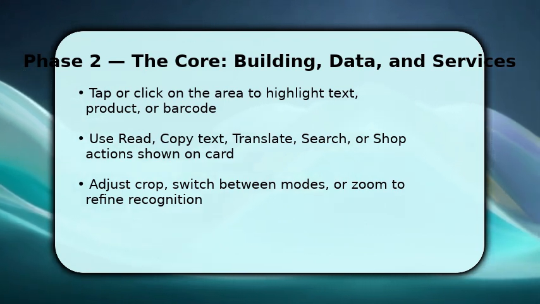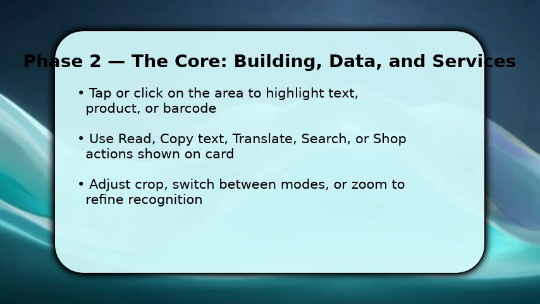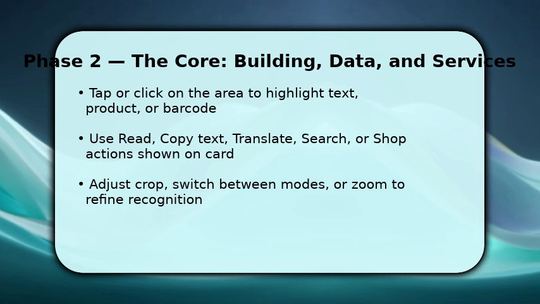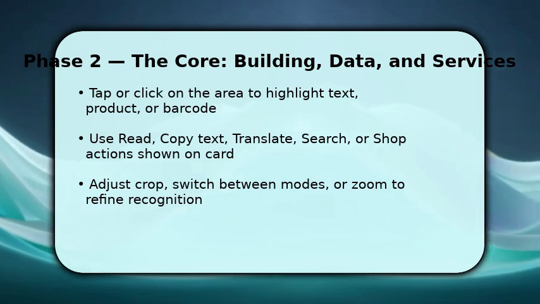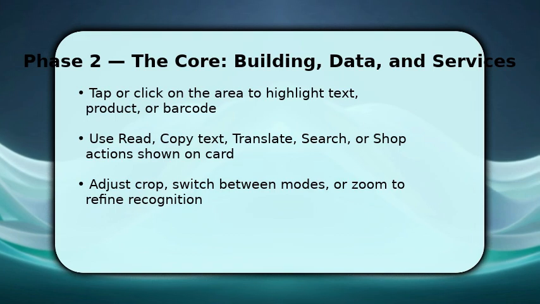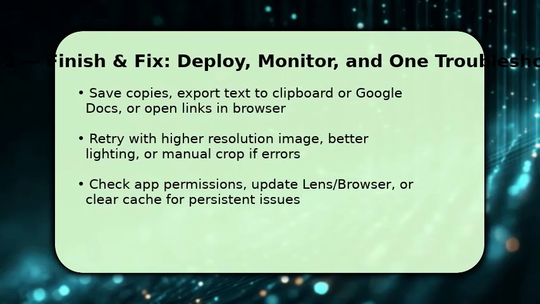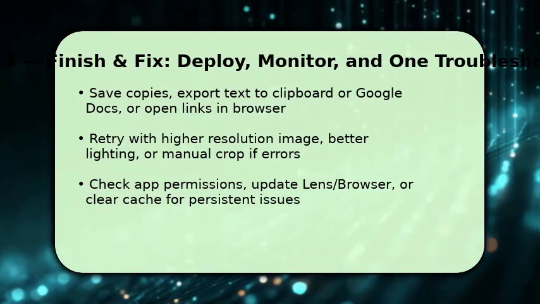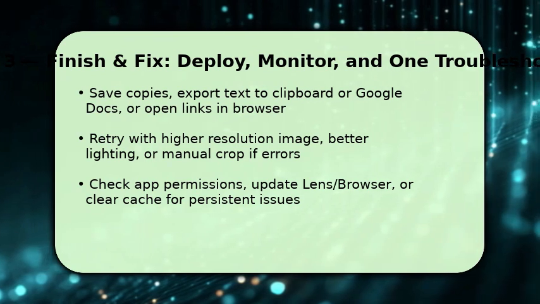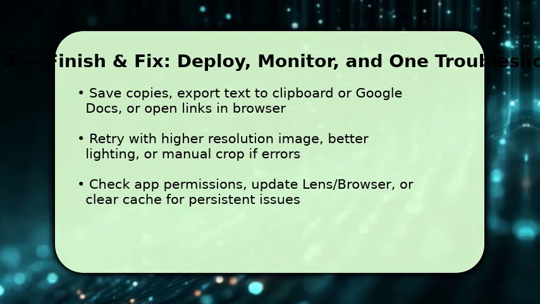Make sure to adjust the crop or zoom if detection is off. Switching from camera mode to photo mode can also improve recognition when details are small. When you're finished, save or export. Copy recognized text to clipboard, send it to Google Docs, or open product links in your browser for more info.